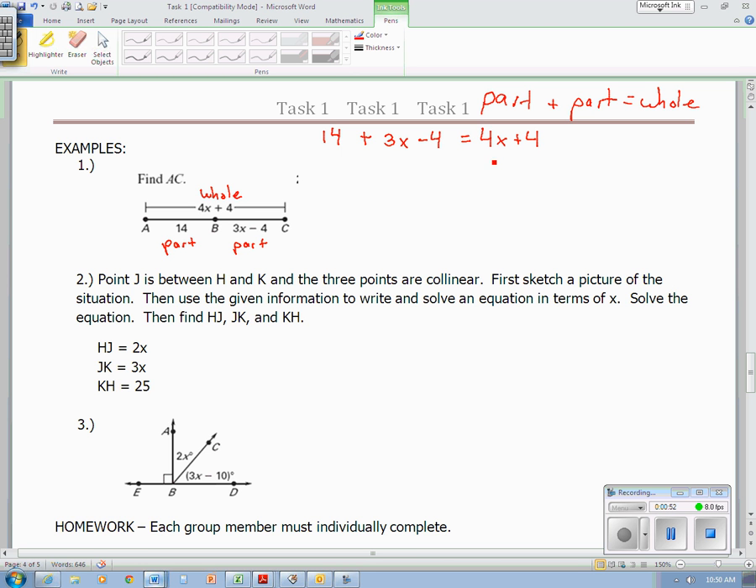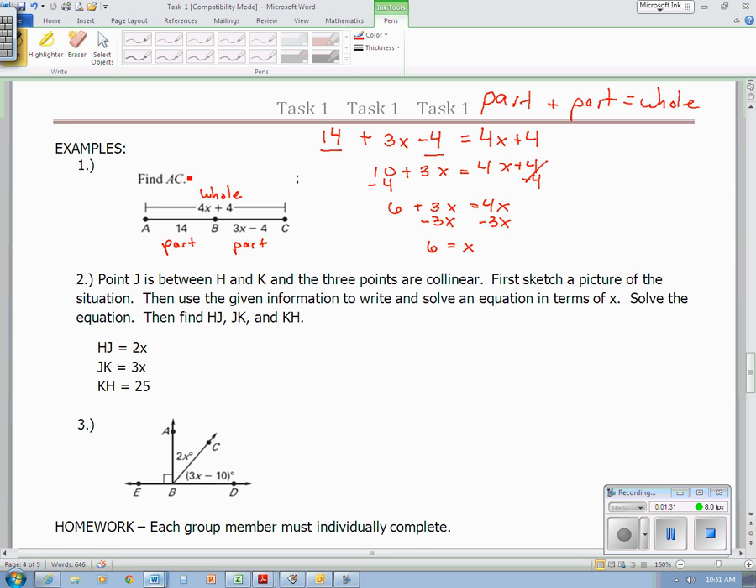So then now I need to go ahead and solve for x once I've set up my equation. So I'm going to combine these two like terms on the same side. So 14 minus 4 is 10 plus 3x equals the 4x plus 4. Now I want to do my opposite operation, so I'm going to get rid of my 4 by subtracting 4 from both sides. And I've got 6 plus 3x equals 4x. Now I'm going to subtract 3x from both sides. And I end up with x equaling 6.